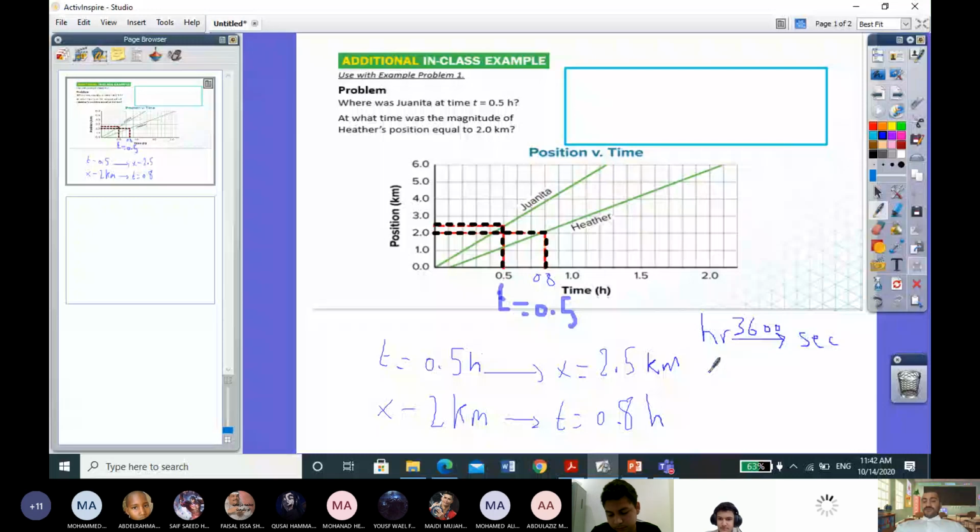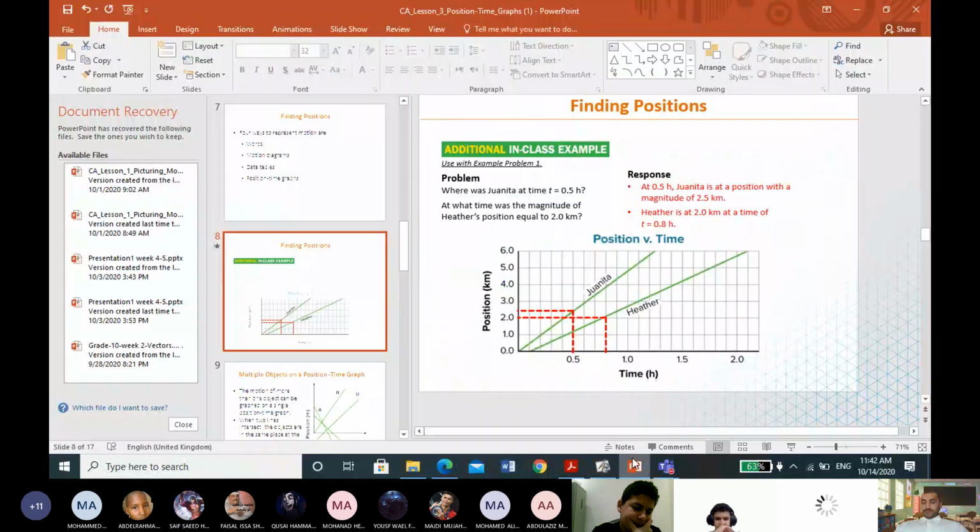And another one, from kilometers to meters. You will see this later on, guys, when we start working on velocity. But from kilometers to meters, you will use the conversion: I will multiply by 1,000. Okay, from kilometers to meters. That's it. You got it, guys? If I have the time, I can get the position, and if I have the position, I can get the time.